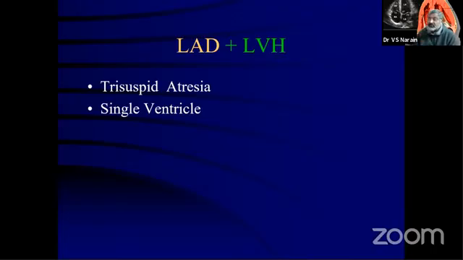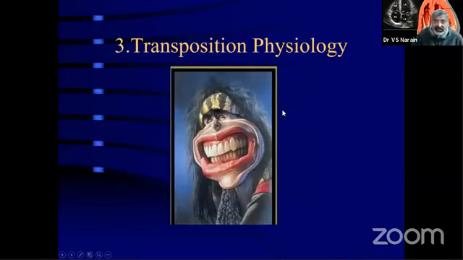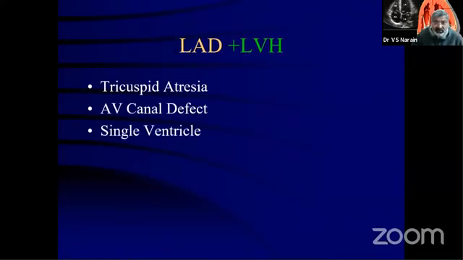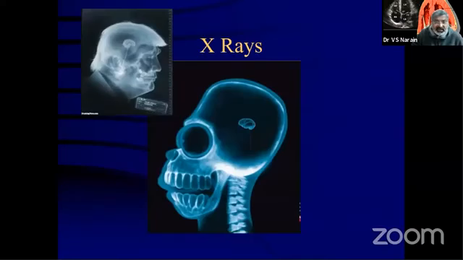If you have an extreme right axis, then that extreme right axis could be in the setting of a double outlet right ventricle. If you have a northwest axis, it could be an AV canal type of defect or a large inlet VSD. So I think that is all about the ECG and the X-rays.